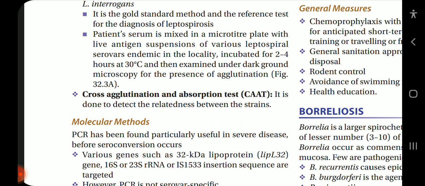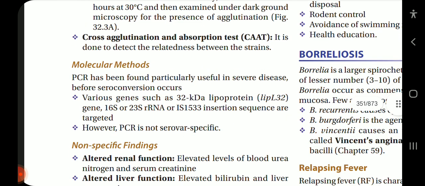Now, the cross agglutination and absorption test is CAAT. It is done to detect the relatedness between the strains.